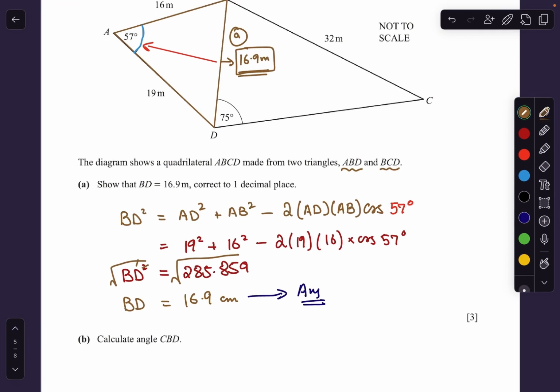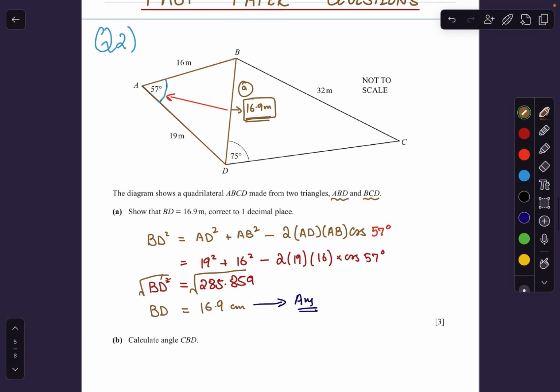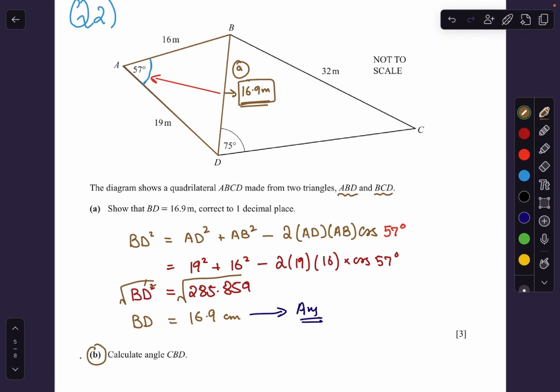Moving towards part B, it says calculate the angle CBD. Calculating angle CBD means this middle angle is the angle we are finding out. We can say that's an angle theta we are going to find. To find this angle, we know that the side 16.9 centimeters is given. We have been given one of the angles, and we have been given the side opposite to that as well.